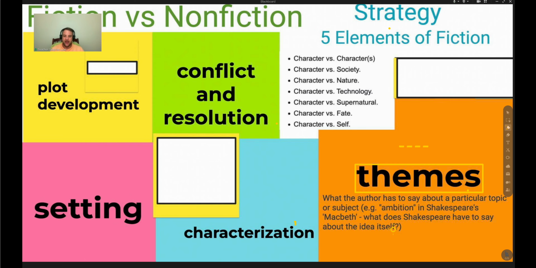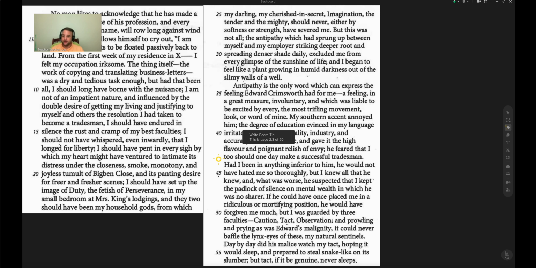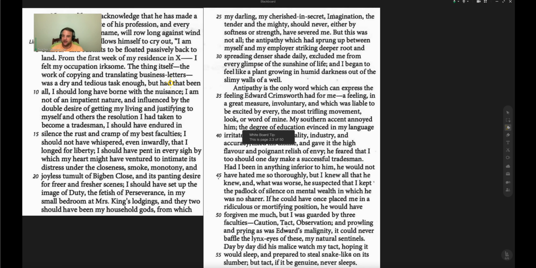Now, we won't have time to take a look at our entire passage, but let's go ahead and just begin to take a look here.